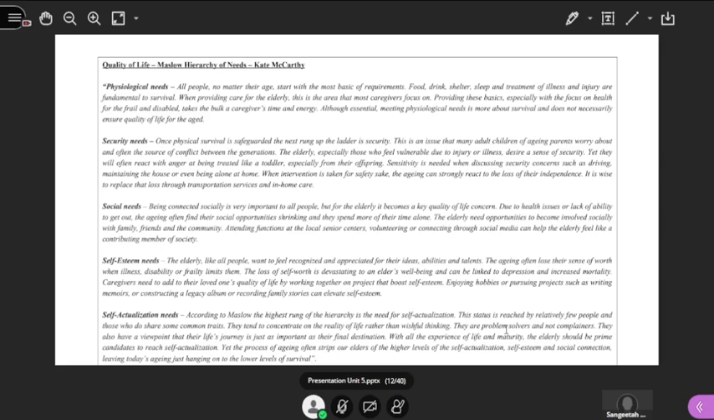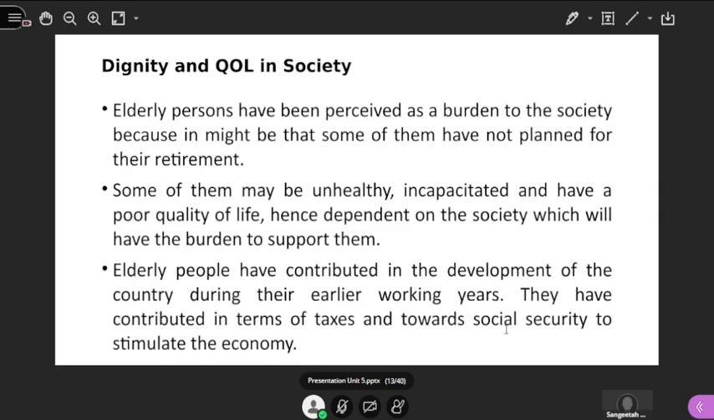Yet, the process of aging often strips our elders of the higher levels of self-actualization, self-esteem, and social connection, leaving today's aging just hanging on to the lower level of survival. So this is quality of life by Maslow's hierarchy of needs, and Kate McCarthy has gone through it and developed how Maslow's hierarchy of needs impacts it. There are positive and negative factors that have been explained here, and strategies, programs, and ways to enhance the quality of life of the elderly person.